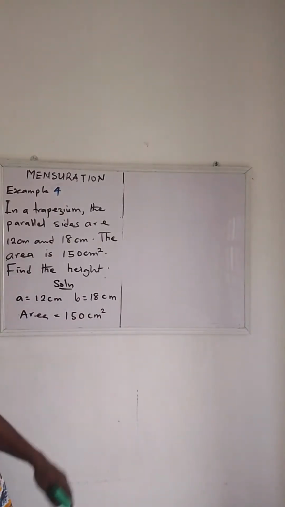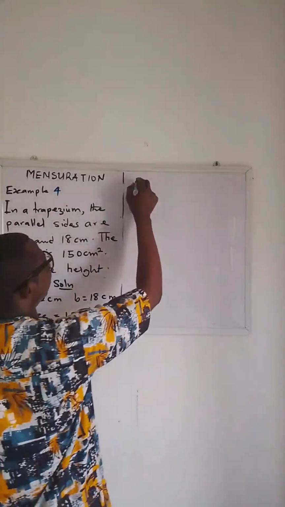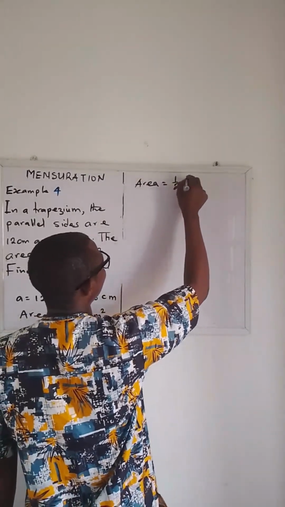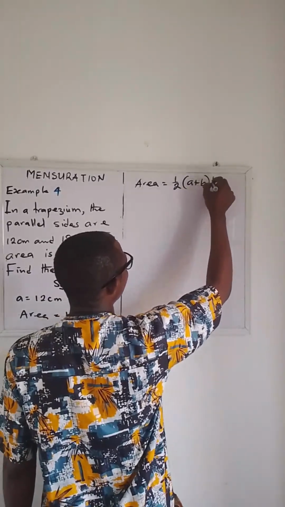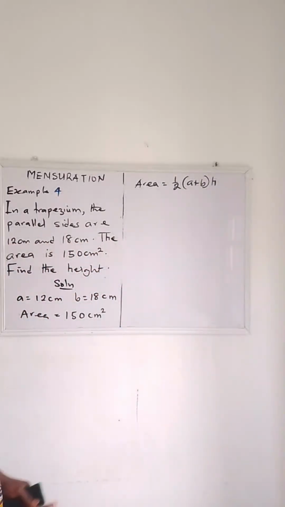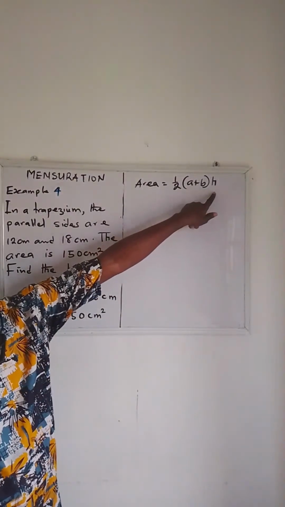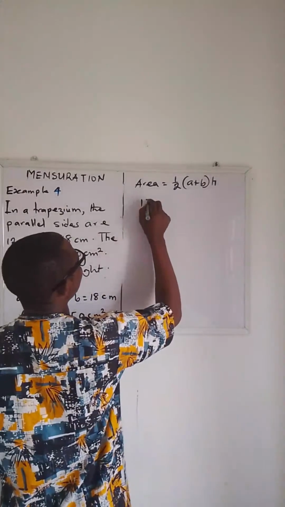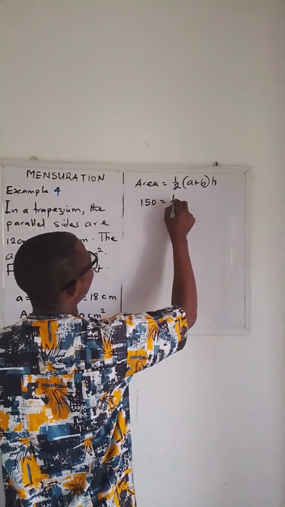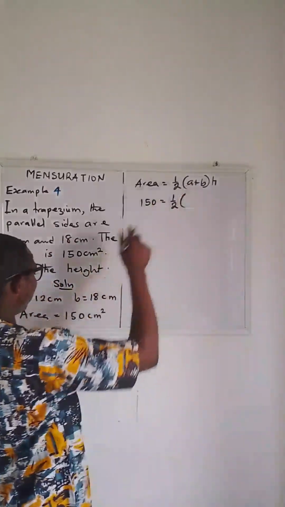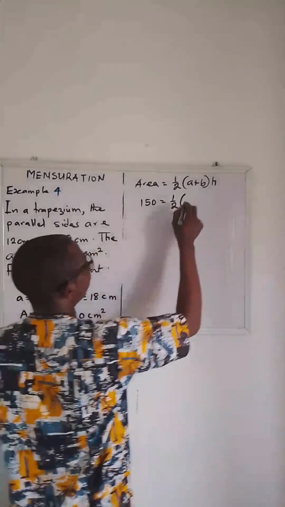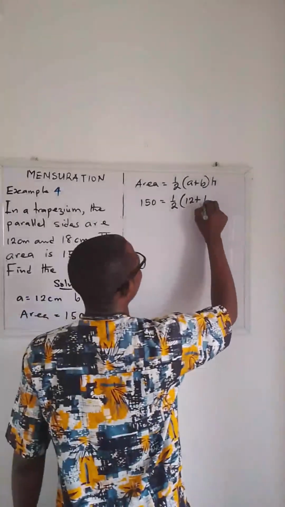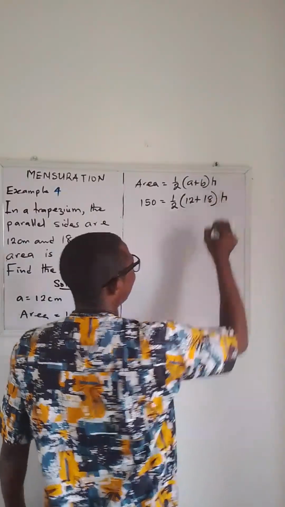So since I have all this, I just need to write the formula for finding area of a trapezium to be 1 over 2 times A plus B times height. So what I need to get is the height here. So let's plug in all these parameters and see. So we have 150 equals to 1 over 2. Now A is what? 12. We have 12 plus B is 18. Can you see that? We have 18. Height is unknown, and that's what I'm looking for.